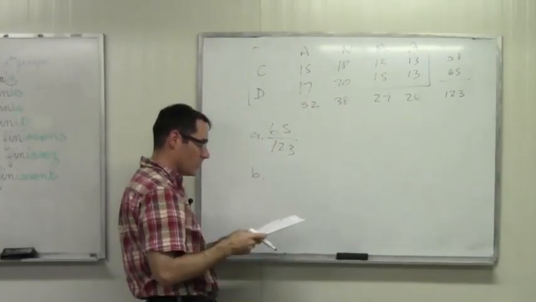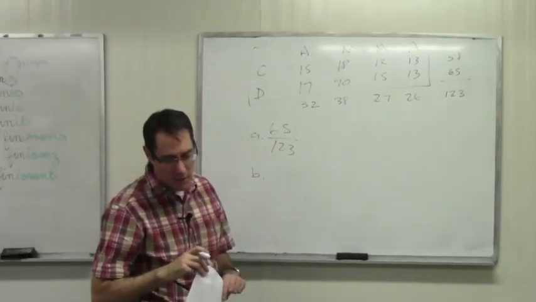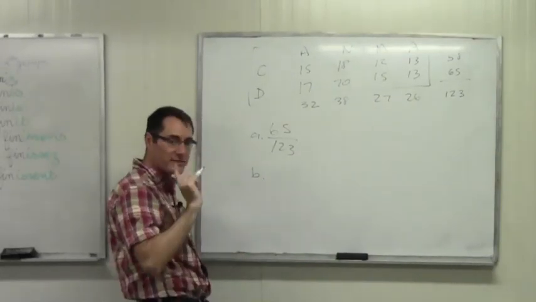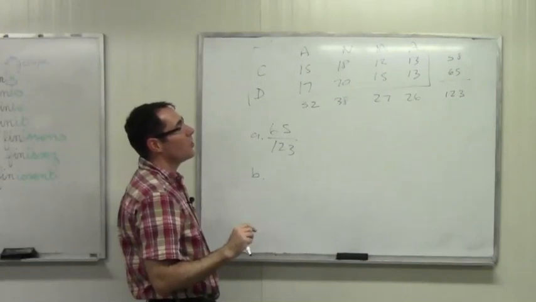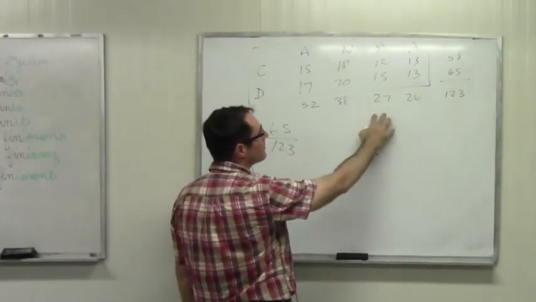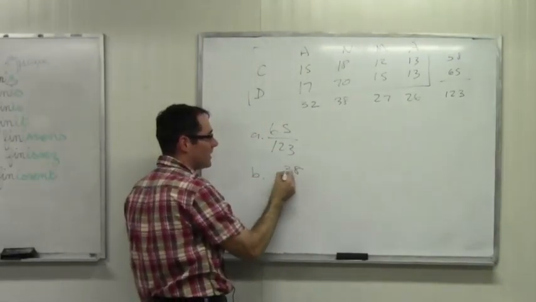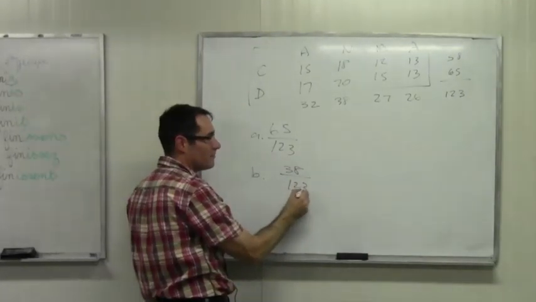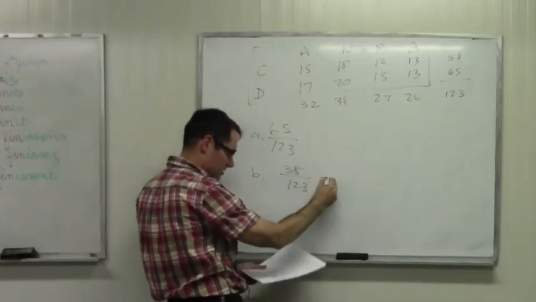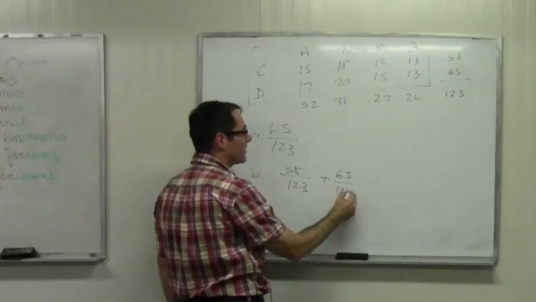Good. B. The military member is in the Navy or owns a dog. Or is add. So in the Navy is how many? In the Navy is 38, out of how many? 123. How many dogs are there? Dogs is 65 out of 123.